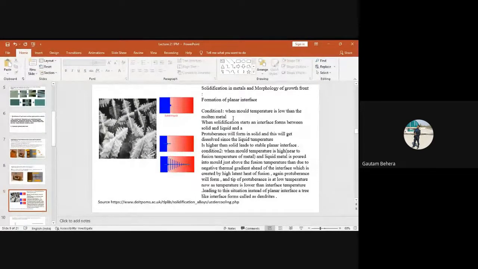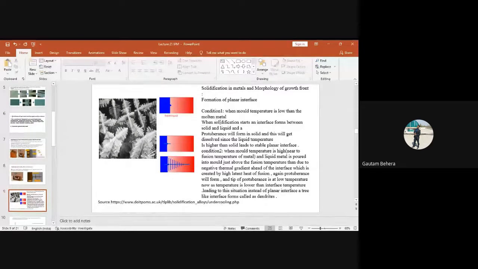Fine? So this is actually due to, you can say, positive temperature gradient. The condition is positive temperature gradient. Why positive temperature gradient? Because you can understand the solid temperature will always be low, liquid temperature will always be high. Right? So there is a gradient in temperature. Okay.